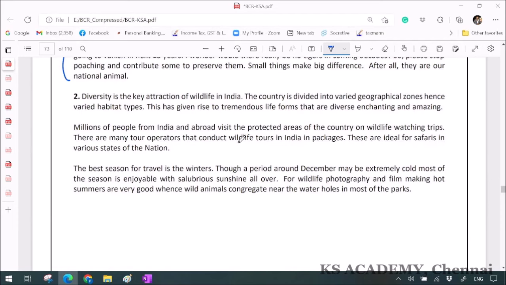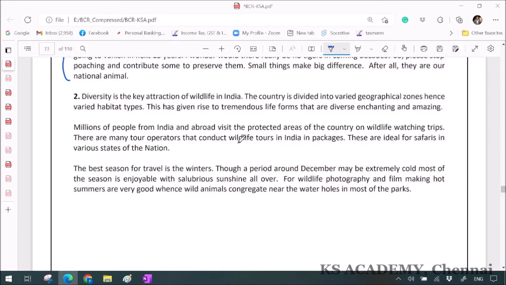If you see, 2 lines we have condensed into 1 line. All the 3 different lines are there. We can condense into 1 line only. Full stop. Next. Millions of people in India and all that. What is it? Tourists from India and abroad. Instead of millions of people, tourists from India and abroad visit the protected areas. Across the world, you can say, no problem. But again, across the world is 3 words. Abroad is 1 word. Better to use abroad, right? So, tourists from India and abroad visit the protected areas.